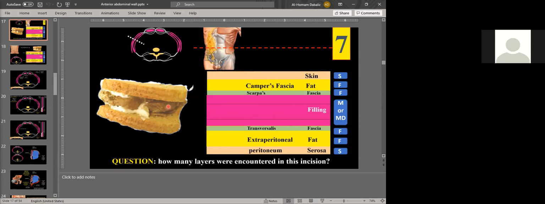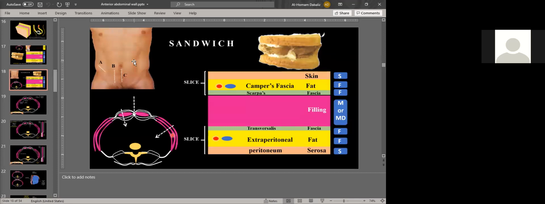Fascia before and above the umbilicus, you mean? Until now, for this part, you just need to know the layers. Like, just go over here: if I cut here, what do I find?